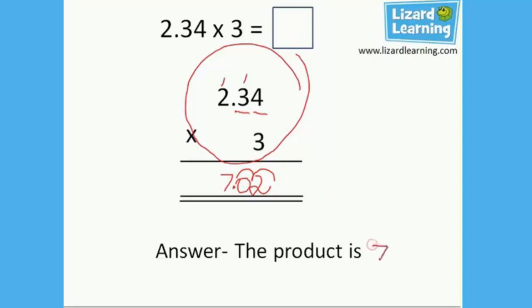7.02. Now you can easily go back and say, let's see, if instead of 2.34, we just had 2 multiplied by 3, we would get 6. So our answer is around about 6, and 7.02 is close enough so that we know that we have got the decimal place in the right place. Let's move on to the next screen.